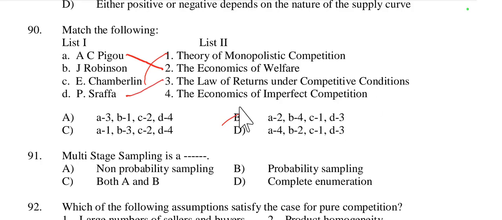Then the next, the economics of imperfect competition, was given by Joan Robinson. So here the sequence is A to 2, B to 4, C to 1 and D to 3. So B is the right option. A.C. Pigou, economics of welfare; Joan Robinson, the economics of imperfect competition; Edward Chamberlin, theory of monopolistic competition; and P. Sraffa, the law of returns under competitive conditions.